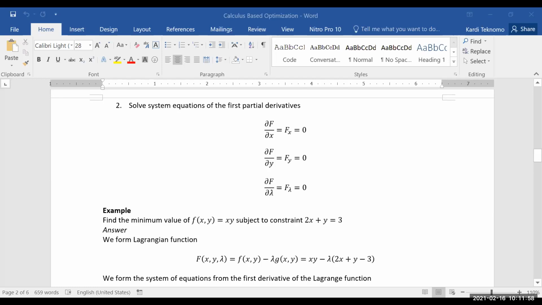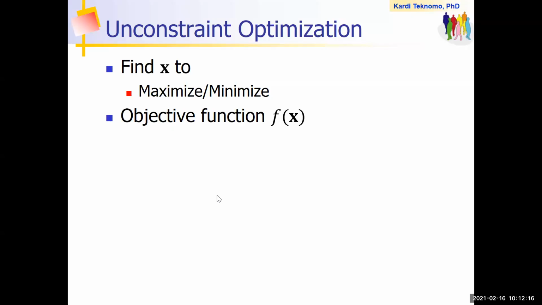Okay, now let's go back to the slide. I will share the slide, intro optimization. So in unconstrained optimization, you want to find x, here a vector, to maximize or to minimize the objective function f(x). Always like that. So unconstrained optimization is basically you want to find decision variables x to maximize or to minimize f(x).